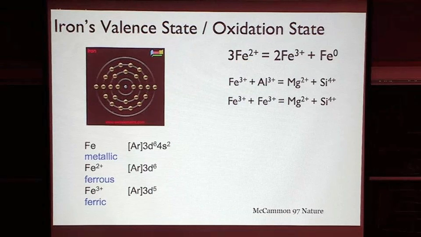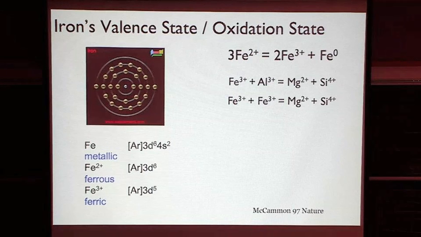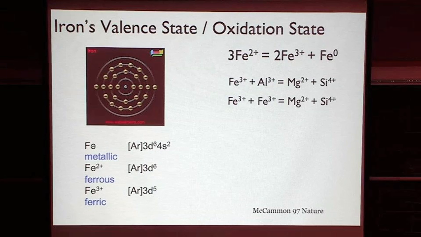And this is especially significant if you have aluminum in the system. So if you have an aluminum-bearing OPX sample, you pressurize it to produce perovskite, you generate ferric iron out of ferrous iron, and you produce metallic iron. This is self-redox, so there's no oxygen to act as an oxidation agent. This happens especially for aluminum because of the crystal chemistry. The Fe3+ and aluminum can couple together to replace Mg2+ and Si4+.